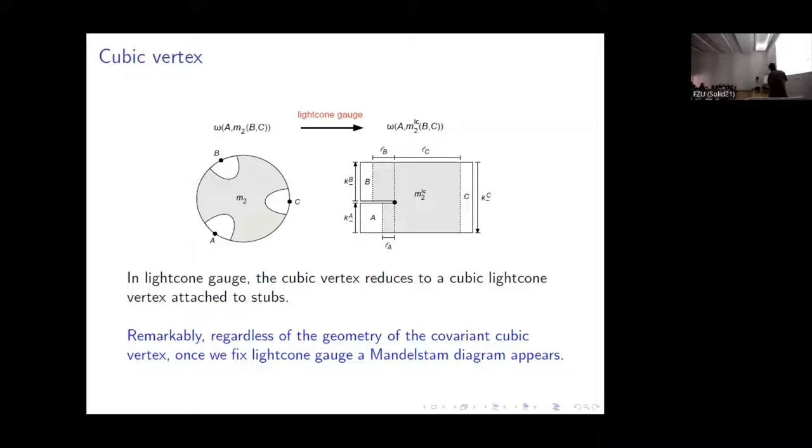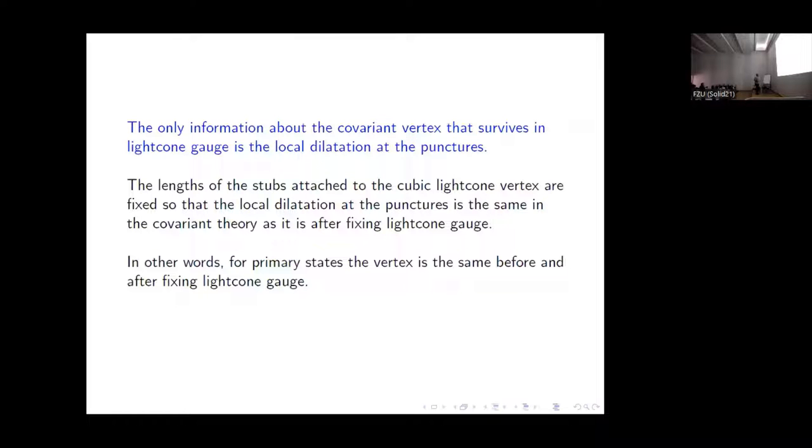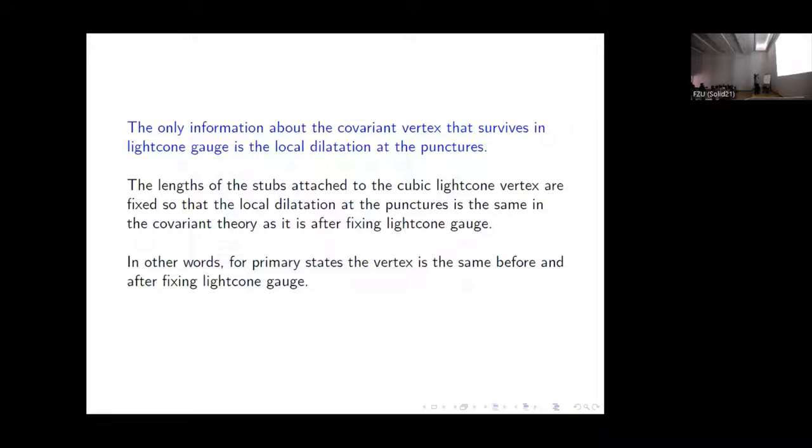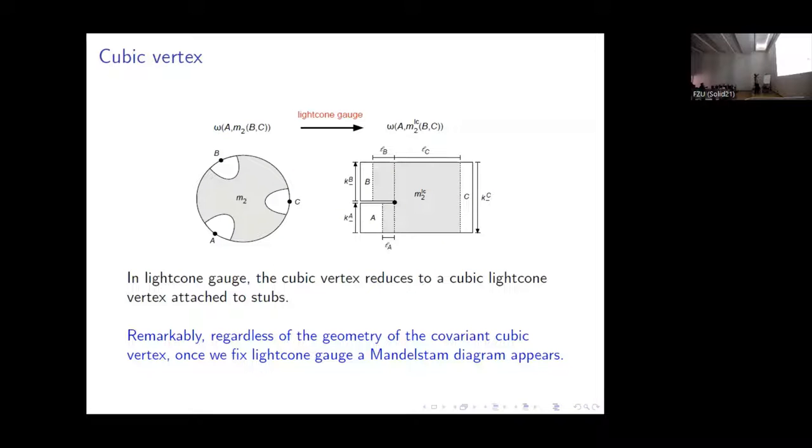So it's quite remarkable that regardless of the geometry of the cubic vertex that you start with, once you fix light cone gauge, the Mandelstam diagram appears. Okay. And in this process, the only information about the covariant vertex which survives after fixing light cone gauge is the local dilatation at the punctures. Okay. So there are certain stubs which are attached to this light cone vertex, and their lengths must be adjusted so as to ensure that the local dilatation at the punctures is the same both before and after fixing light cone gauge. Okay. So that's how these stub lengths are determined.